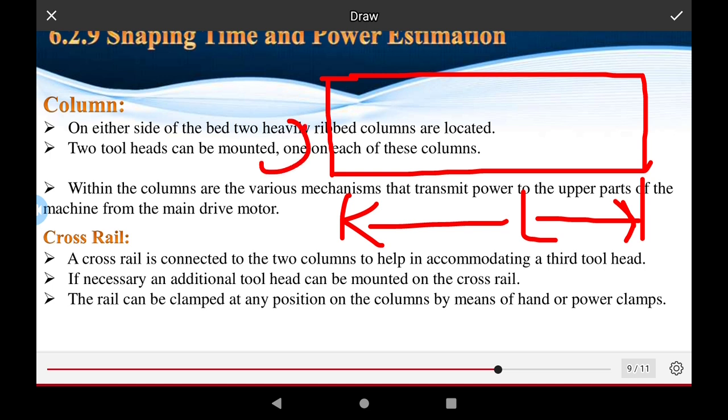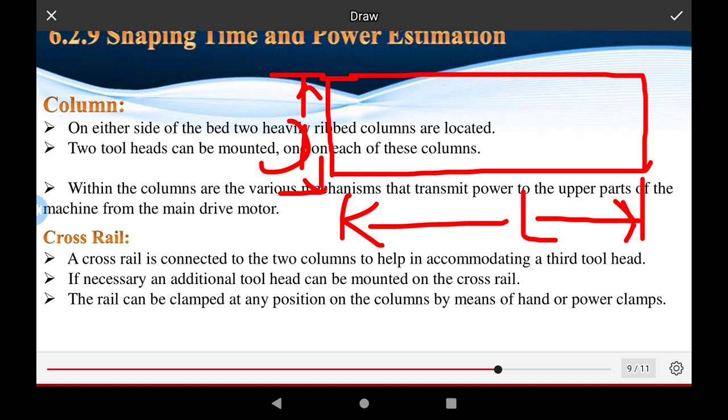L is the length of the workpiece, and second is the depth. D is the depth of the workpiece, and depth is short compared to the length of the workpiece. This is the rectangular form of the workpiece used for cutting metals. Two tool heads are mounted on each of the columns, and the workpiece is supported on the table provided for the tools.